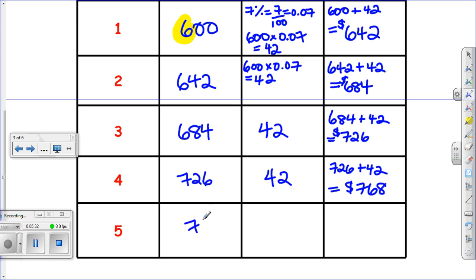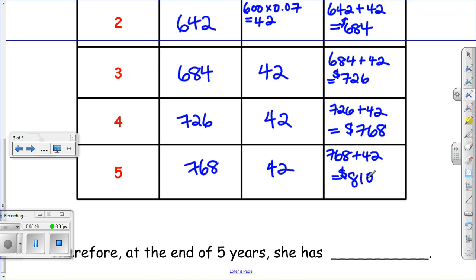And then her new principal is 768, plus 42, and then we add them for a total of 810. So in 5 years, she accumulated a total of $810, which means that if you think about her principal being 600, her total amount of interest was 210, of that total amount.